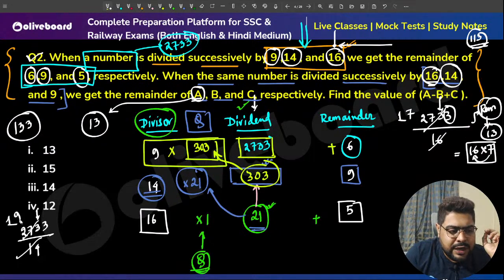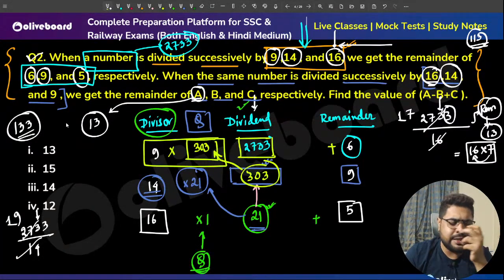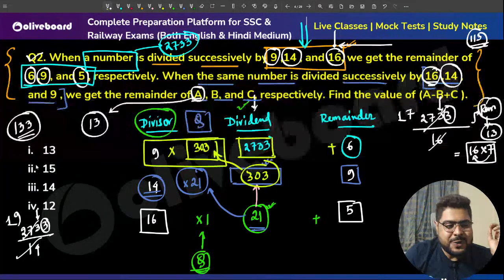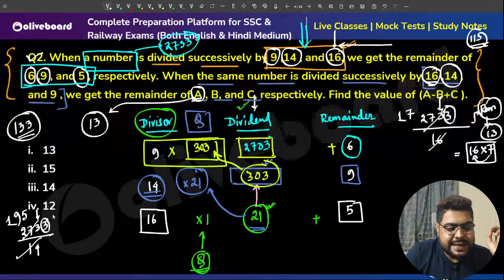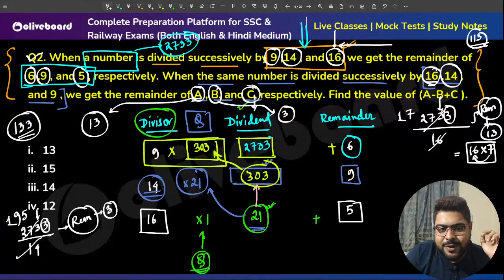133 means, sir, 14 9s. 14 9s are 126. So that means how much remaining? 126, 4 here, 3 here, 7 here. And again, sir, there is a 3. So I can say 5 14s are 70. So remainder again, sir, 3. So that means the value of B is 3.